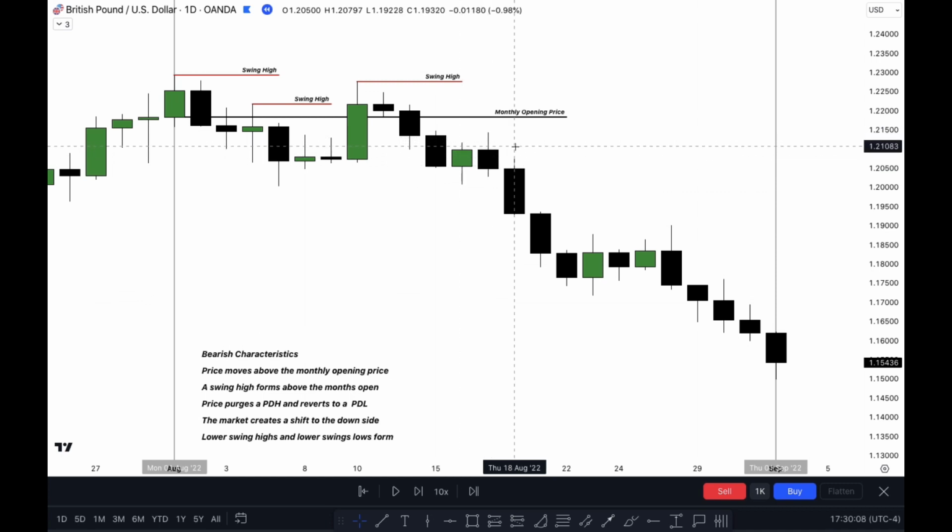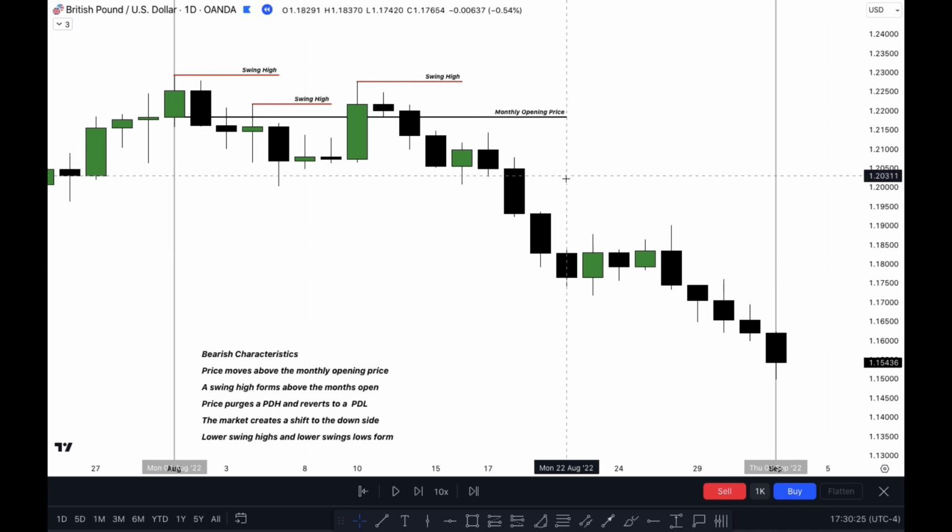Once more, you can see that here in this formation as well. Run up, previous daily high, run down, revert back down to previous daily low. The market creates a shift to the downside. Now let's see if we can find the shift here.